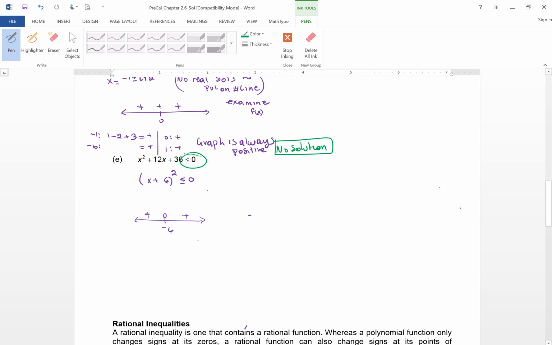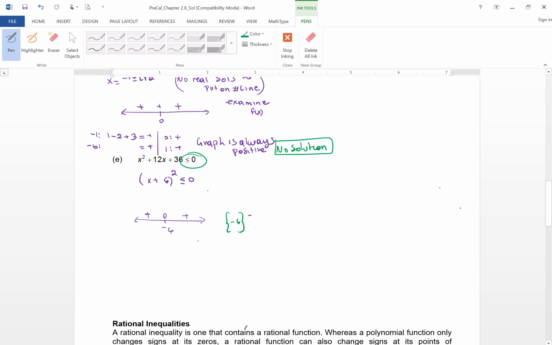Where is this less than 0? Never. Where is it equal to 0? At -6. So the solution to this is always -6 only. Okay, so listen, one more time. We want it either less than 0 or equal to 0. It's never less than 0. Is it ever equal to 0? Here, it's equal to 0. So my solution is just -6.